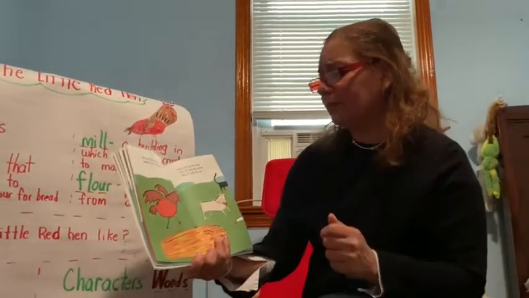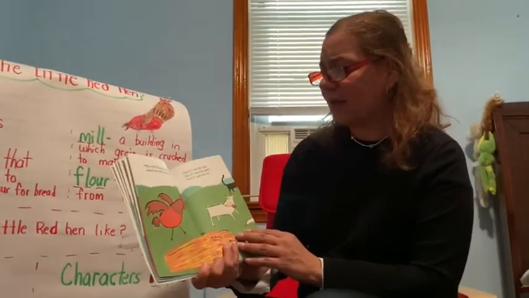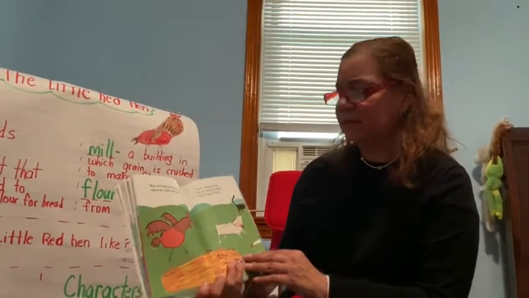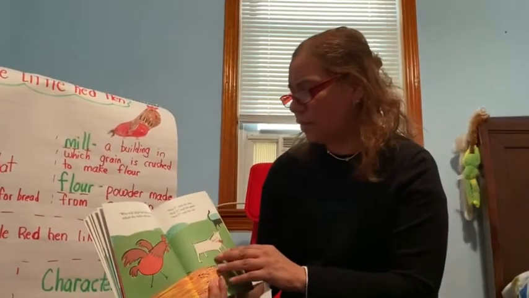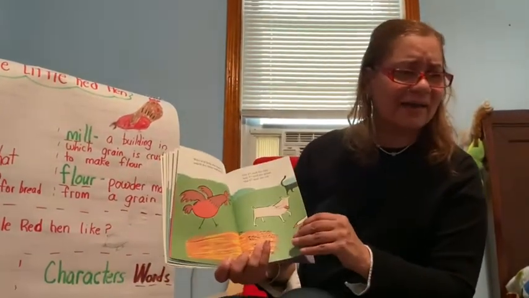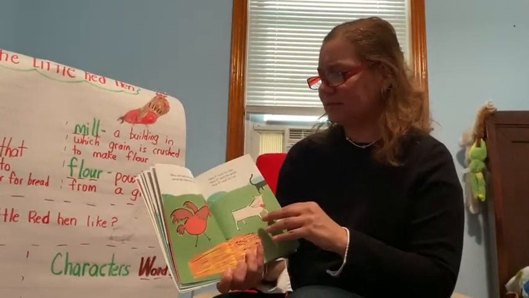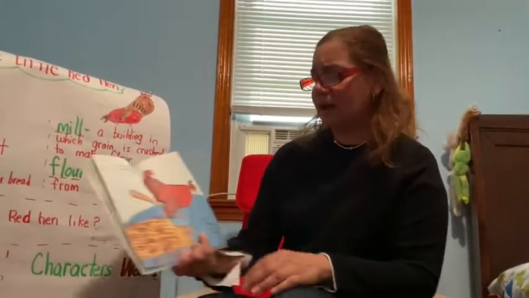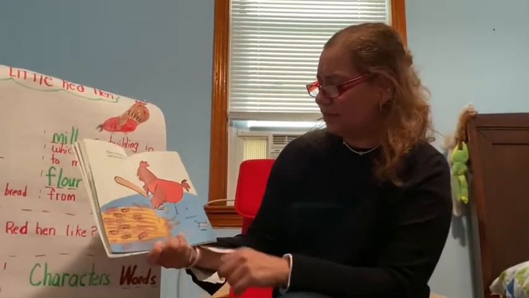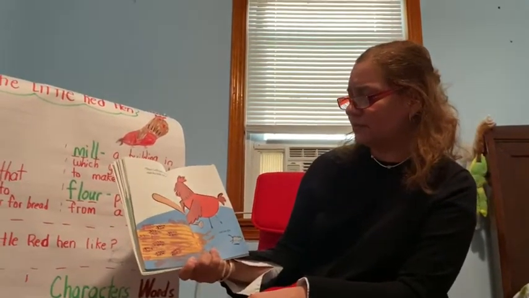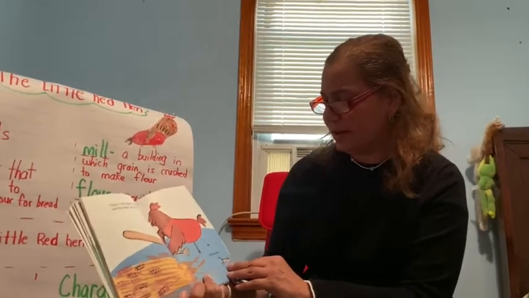"Who will help me beat the wheat?" asked the little red hen. "Not I," said the dog. "Not I," said the goose. "Not I," said the cat. "Then I will beat it by myself," said the little red hen.